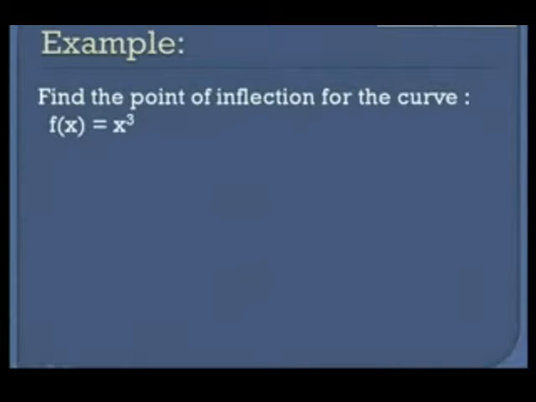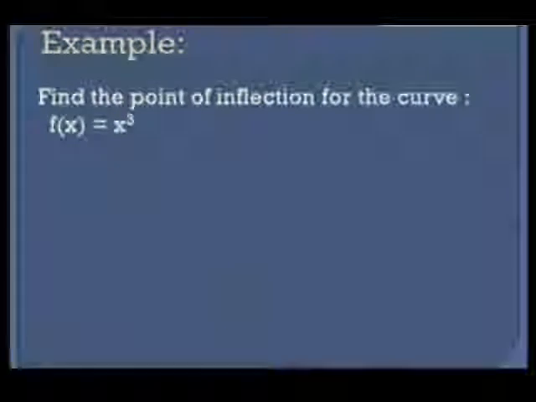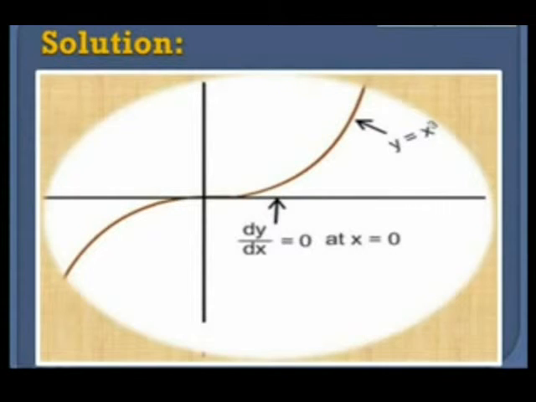Find the point of inflection for the curve f(x) equal to x cube. So for this curve, that is x cube, we have to find the point of inflection. So what we do is we draw the curve y equal to x cube. So we see that this is the curve y equal to x cube.